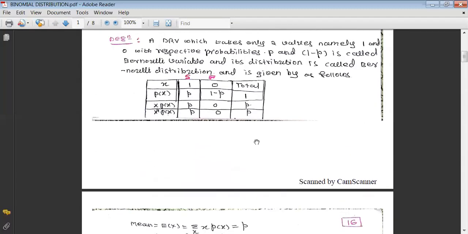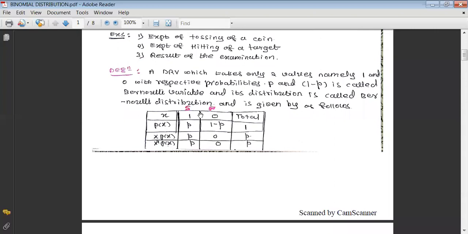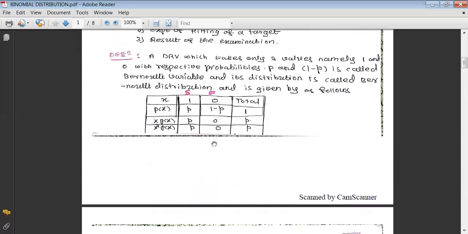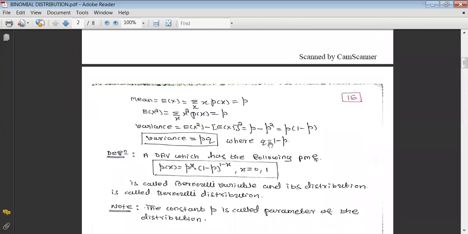Now, the same thing we have done here in tabular form. Is it possible to put the same thing in functional form in order to call it a probability mass function? That's why we have to think in such a fashion that you have to guess one function. In that function, whenever we take x equals 1, it should result in p, and whenever we take x equals 0, it should result in 1 minus p. Okay, you try that one on rough paper, and I'll give the functional form of that.